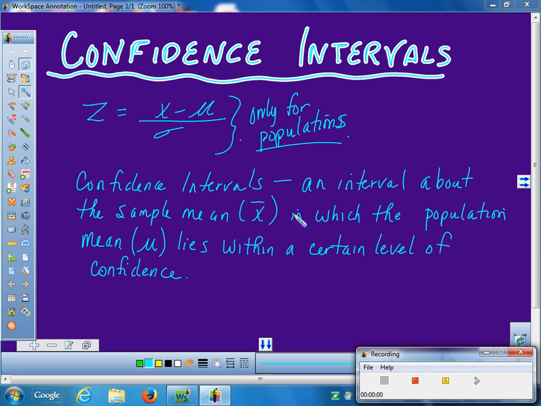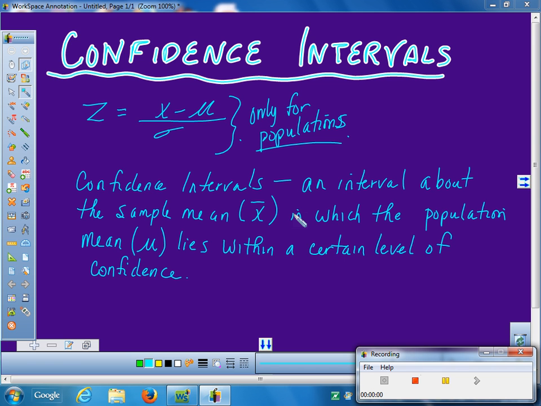And the idea is, if, for example, on your stat project, you come up with a mean of your sample, that's not necessarily the mean of the entire population. We know the mean of the entire population is hopefully similar, but we create a range of numbers where that mean may fall.